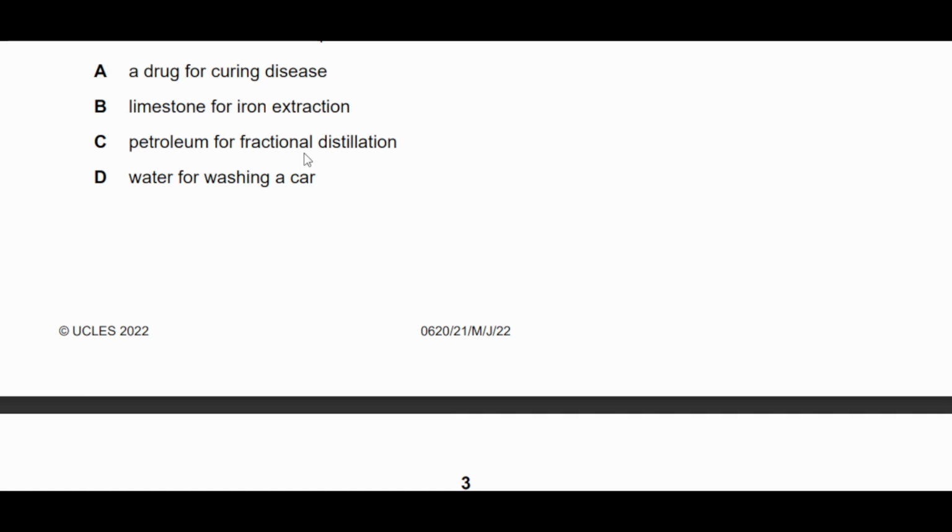Which substance should be pure for the intended use? A drug for curing disease, this one obviously has to be pure because you don't want side effects, right? You don't want side effects that will potentially cause even more harm than the disease you're trying to cure, right? The rest don't have to be pure because, obviously, when you want to wash your car with water, you don't need pure water to wash your car. You don't need pure petroleum for fractional distillation. You don't need pure limestone for iron extraction, right? All of these can be impure, except drugs.